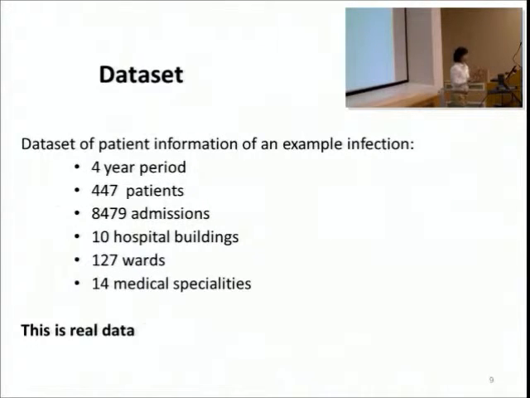So our data set, this is an example of infection. It spans over 4 years. We have over 400 patients and more than 8,000 admissions. And it is related to 10 hospital buildings with 127 wards and 14 medical specialties, which can be dialysis, can be chemo, can be cancer, can be pediatric. And what I want to stress is this is real data.